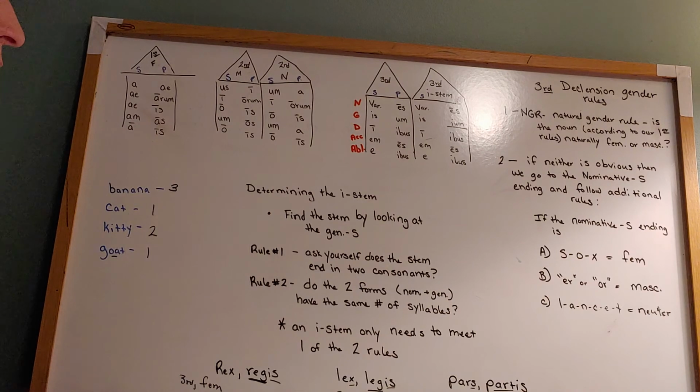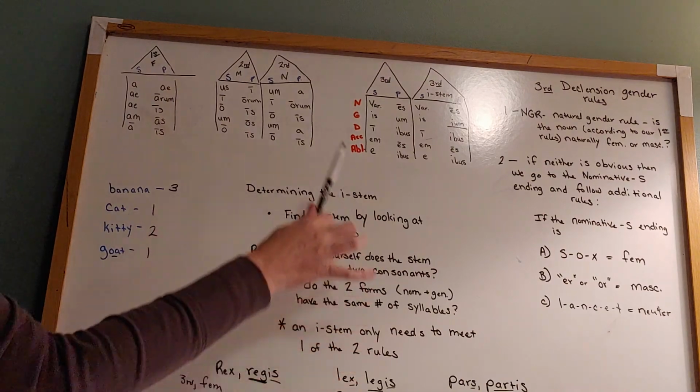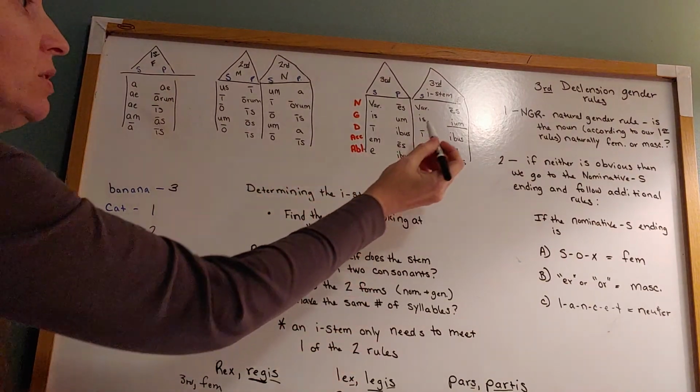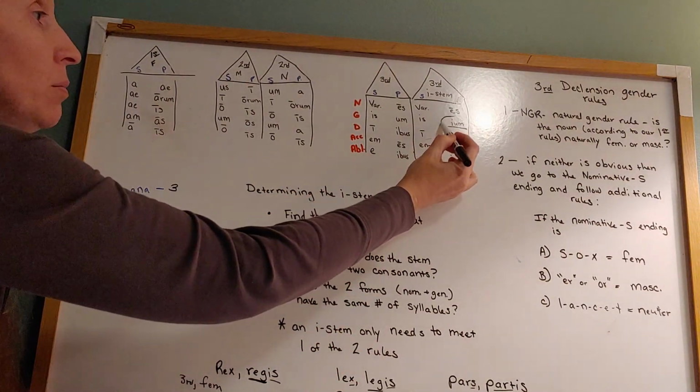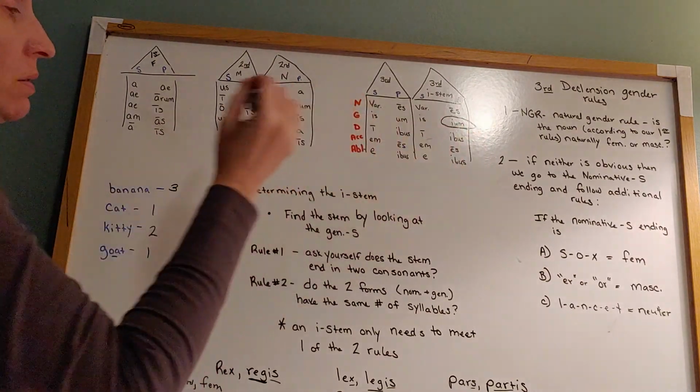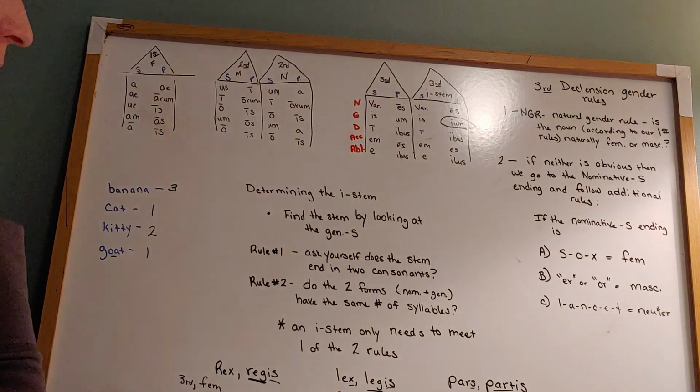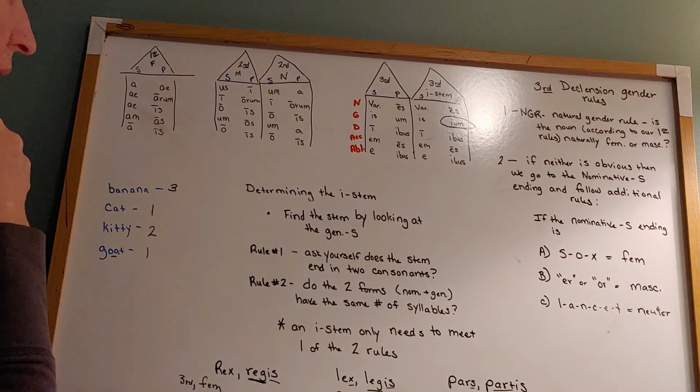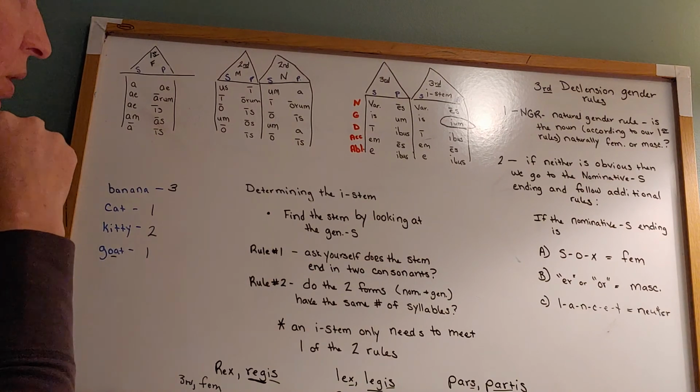So even if you discover that it is an I stem, the only thing that will change in the translation is if you're using this part, this ending, genitive plural.